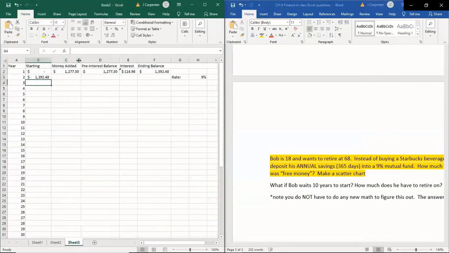Probably going to need to widen these columns, so let me just go ahead and do that. How much money did we add? Well, we're going to add another, from year one, we were collecting $3.50 every day. We put it under our mattress, so to speak. And then January 1st of year two, we add that exact same amount, the $12,750.